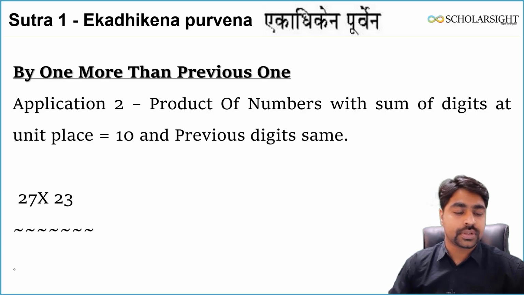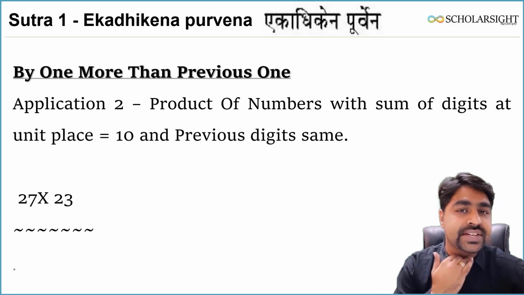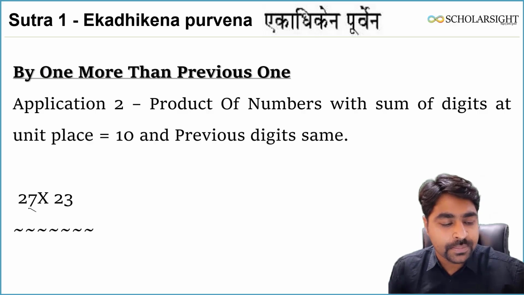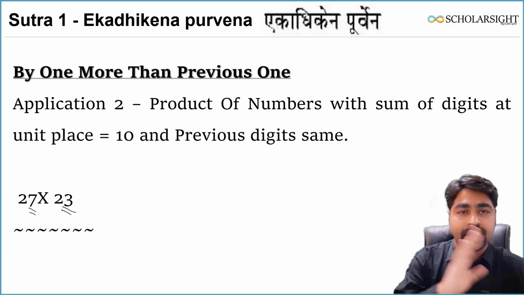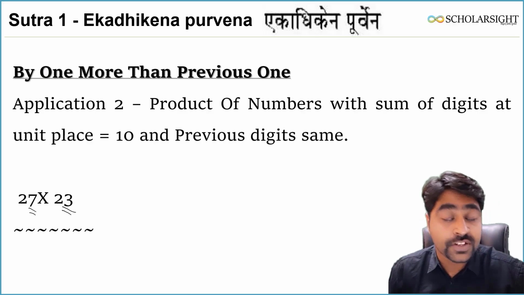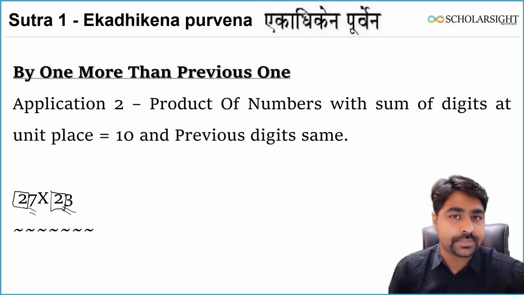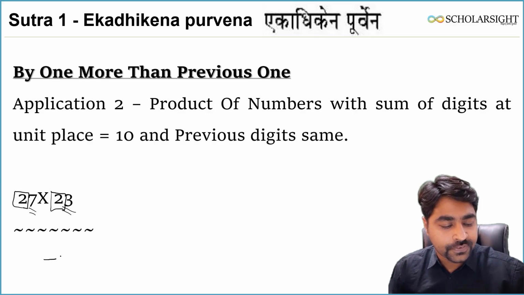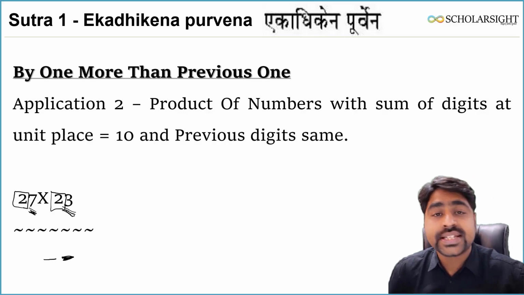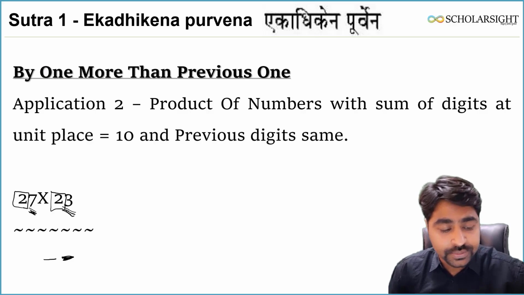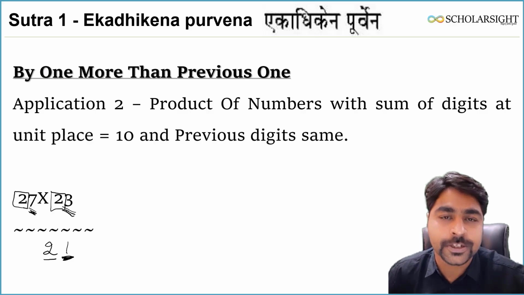Okay, so I'll take an example of 27 into 23. Here 7 plus 3 is 10, so the prerequisite is fulfilled, first part of it. And obviously the second part is that every other digit is the same, 2 is the same. Okay, so the first part would be doing the unit digit into unit digit. And what would that be? 7 into 3 is going to be 21. So you'll write 2 and 1 here.